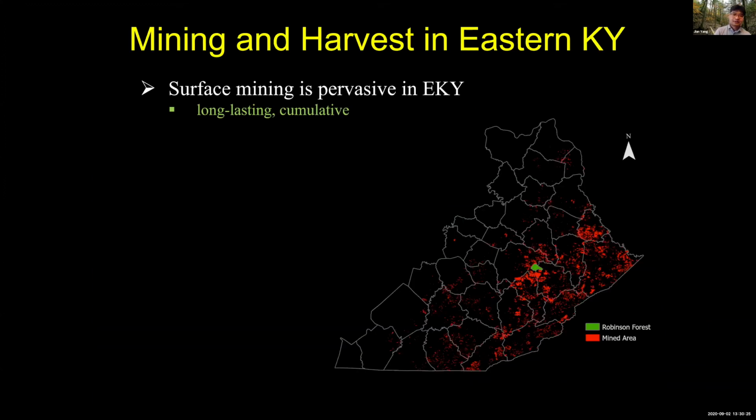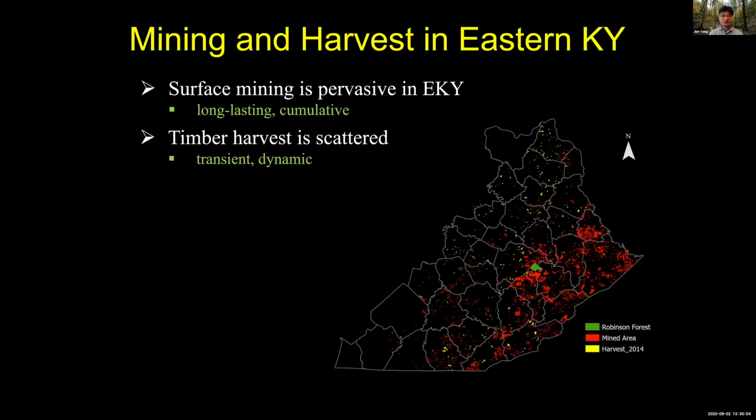And we need to think of this in a broader picture. For, say, the entire Eastern Kentucky, surface mining is very pervasive, and it could have very long-lasting impacts. Even though it has been reclaimed, it's reclaiming into an early succession stage with grass and many invasive species. So the cumulative impacts of surface mining cannot be ignored when we look at timber harvesting, which is happening in Eastern Kentucky in a more scattered pattern.